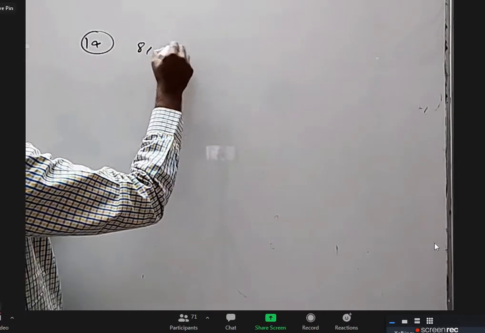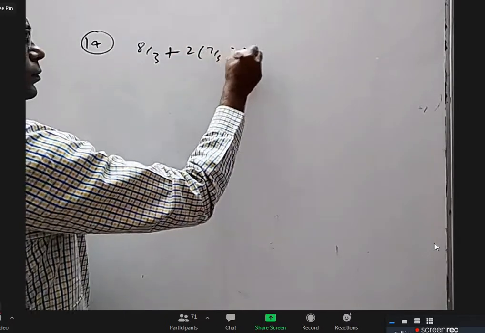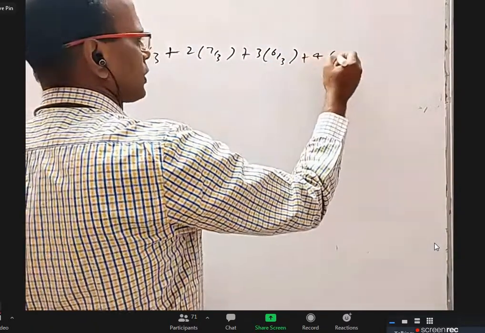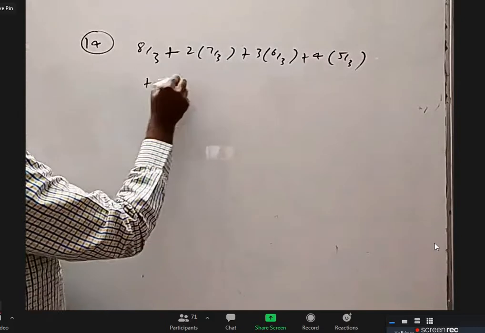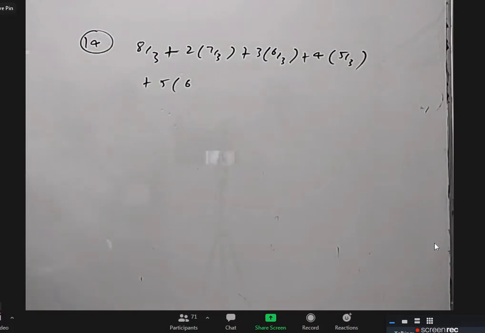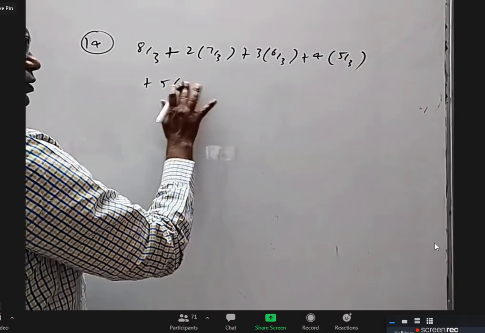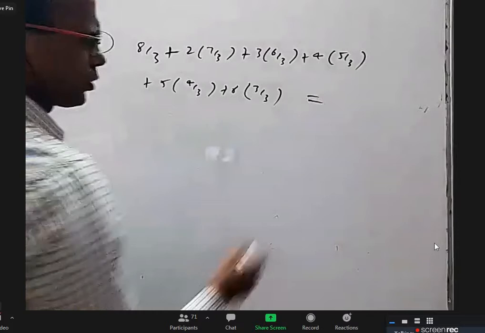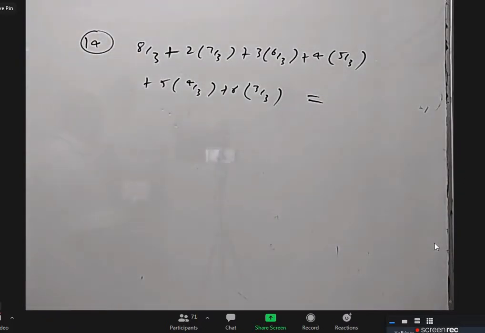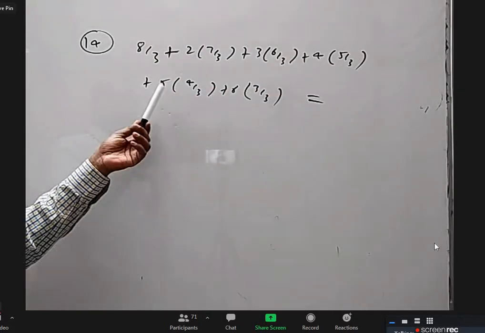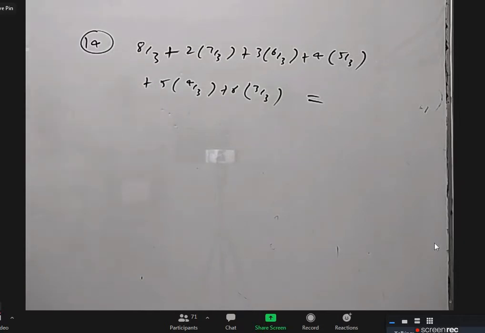8c3 plus 2 times 7c3 plus 3 times 6c3 plus 4 times 5c3 plus 5 times 4c3 plus 6 times 3c3, equal to what? You have to write it as one single NCR. That is, 8c3 once, 7c3 twice, 6c3 thrice, 5c3 4 times, 4c3 5 times, and 6 times 3c3. You have to write it as one single NCR.